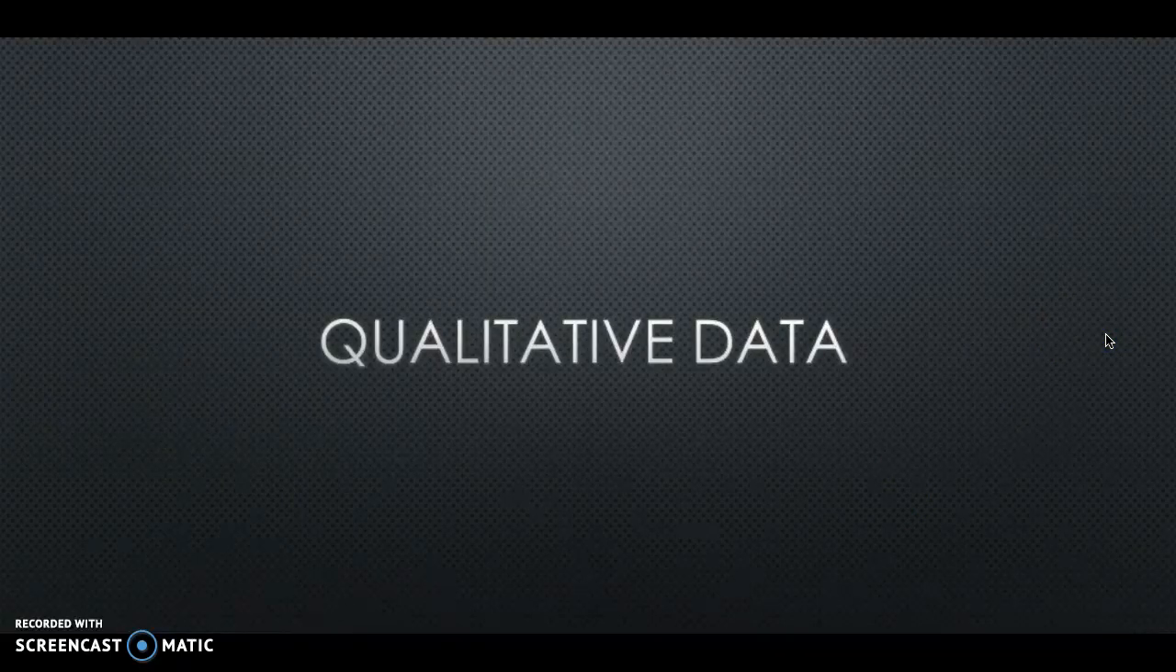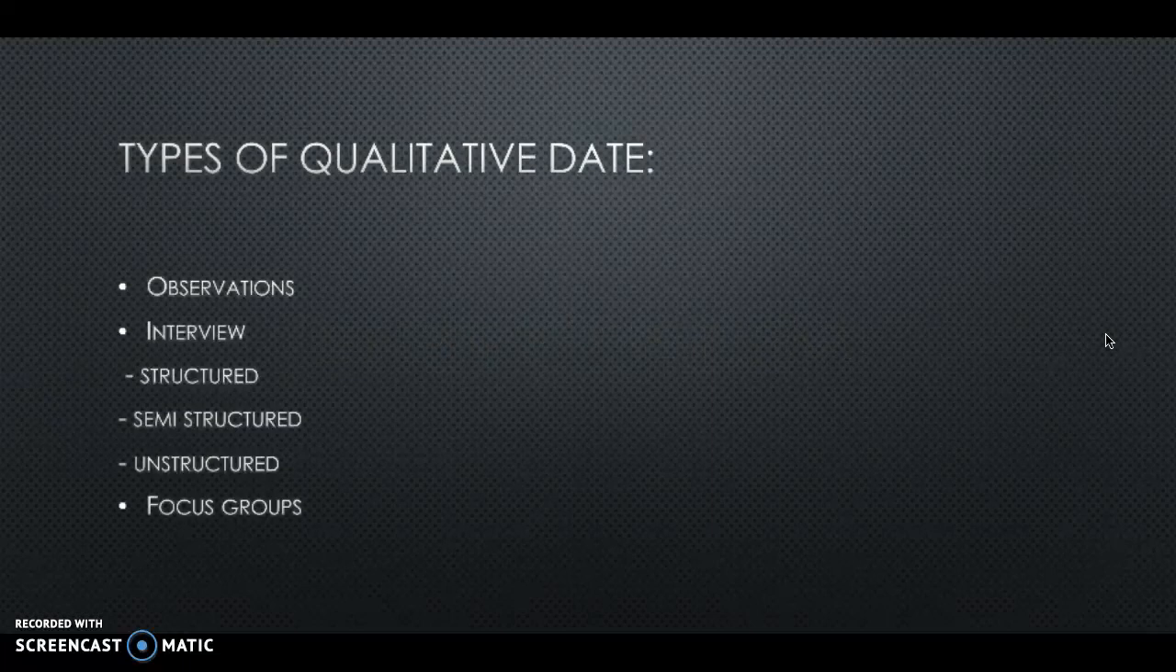So data can be collected in two ways, and the first way is qualitative data. Types of qualitative data are observations, interviews, and interviews can be structured, semi-structured, unstructured, and focus groups. So it's more like a written-based way of doing it.